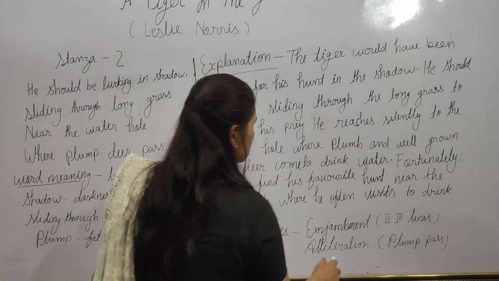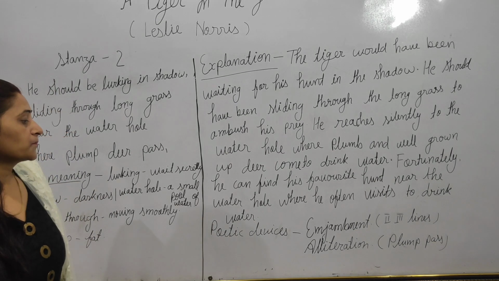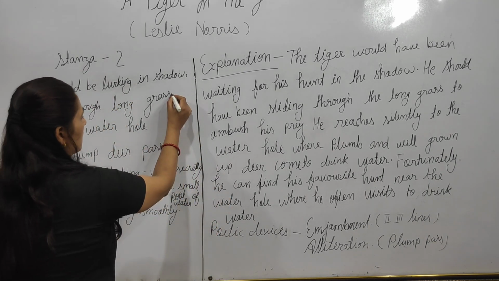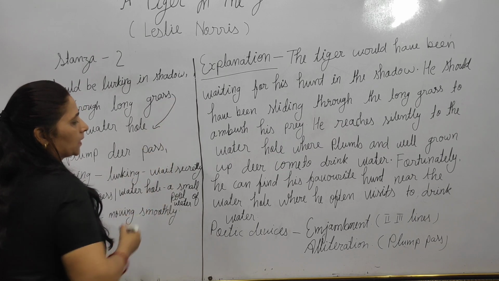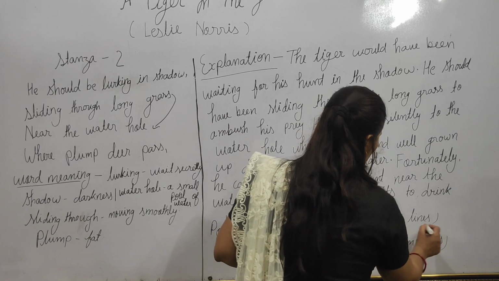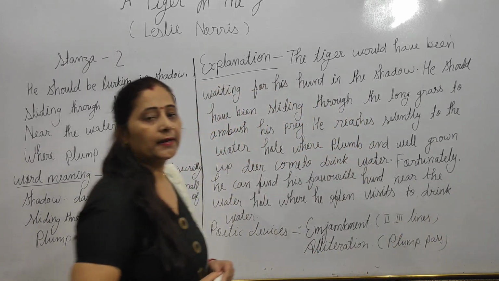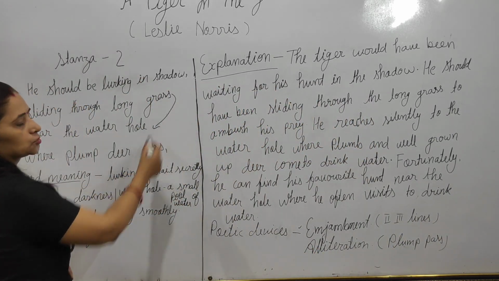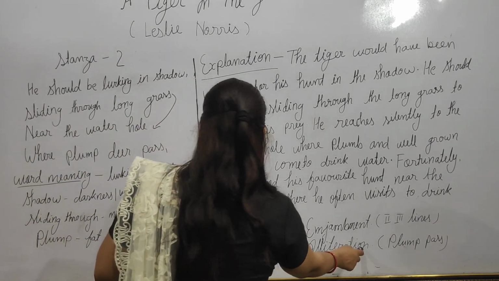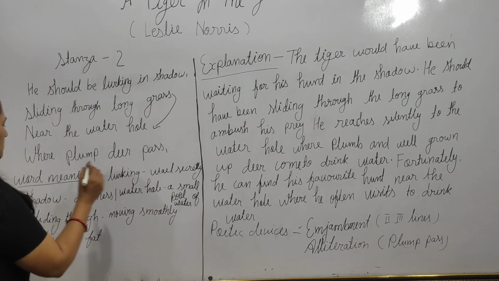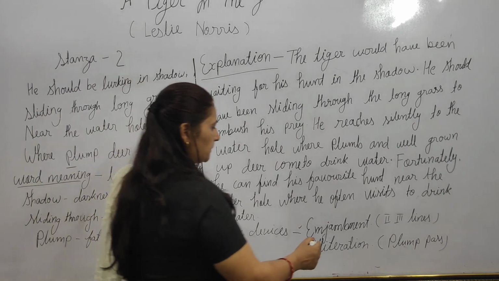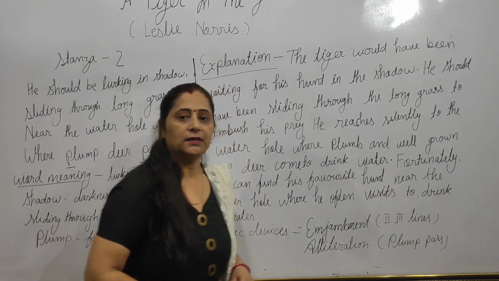Now the poetry devices. We will discuss the poetry devices of the poem. As you can see here, class, there is no punctuation mark between the second and the third line. So there is enjambment in this stanza, between the second and third line. Now the next one, alliteration. Here the P sound is repeating, plump, pass. So here is the alliteration.